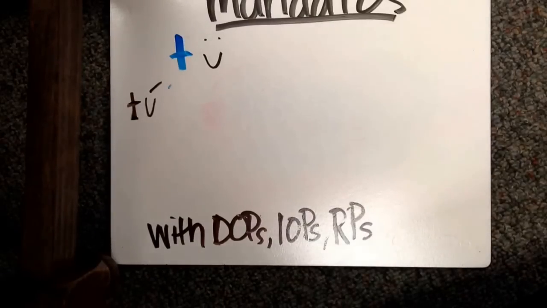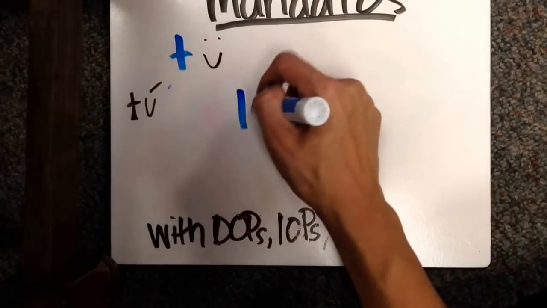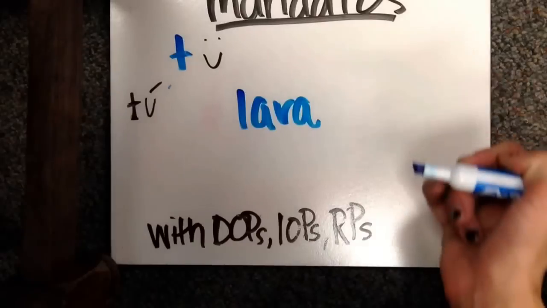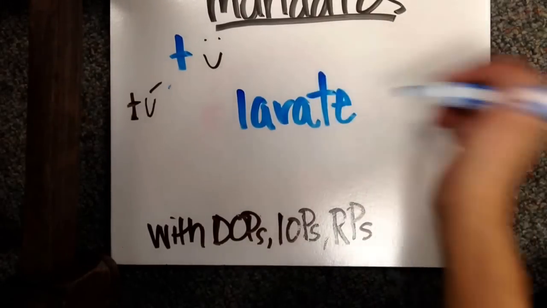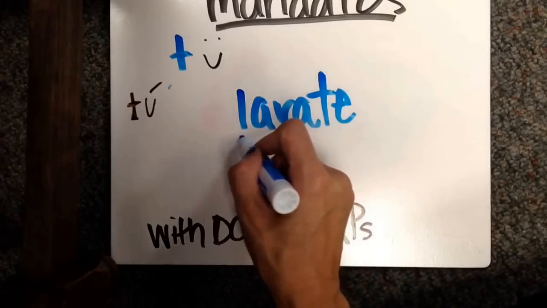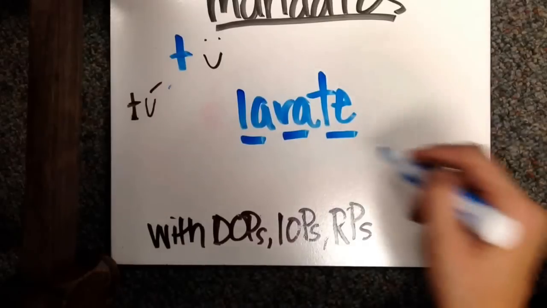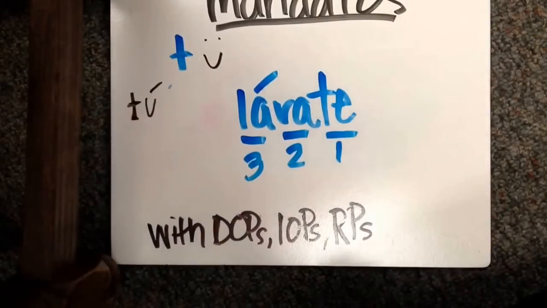Again, these can be used for reflexive pronouns. So if I wanted to tell you to wash your hands, the word for wash is lavar. I take the command for lavar into lava, and then I'm going to add the reflexive pronoun te. Lávate las manos. Again, I must add my accent. I'm going to count back three syllables. Lávate las manos.